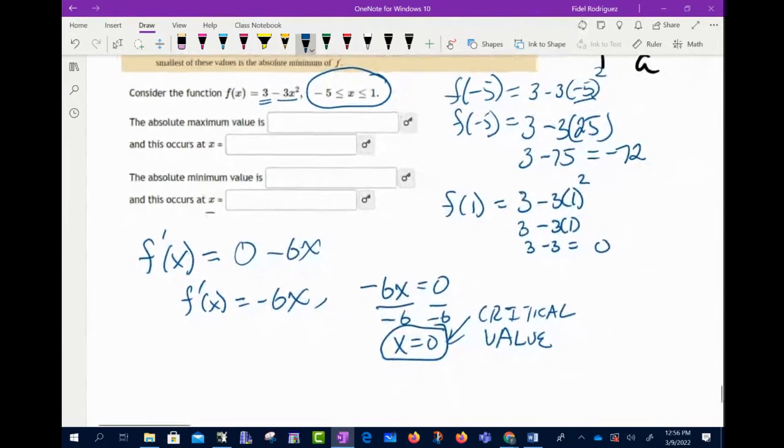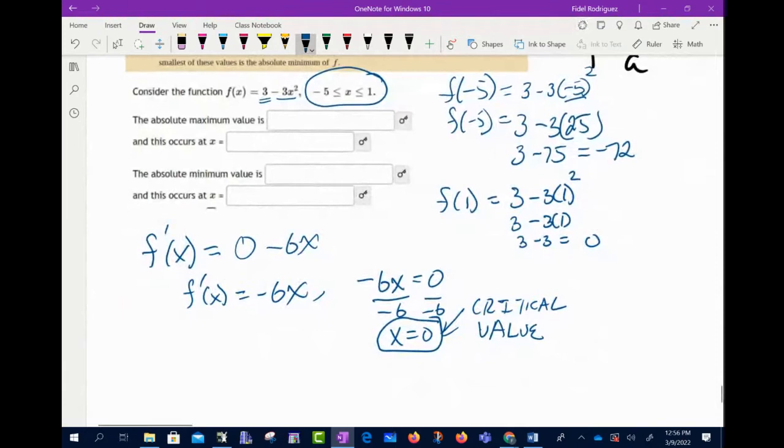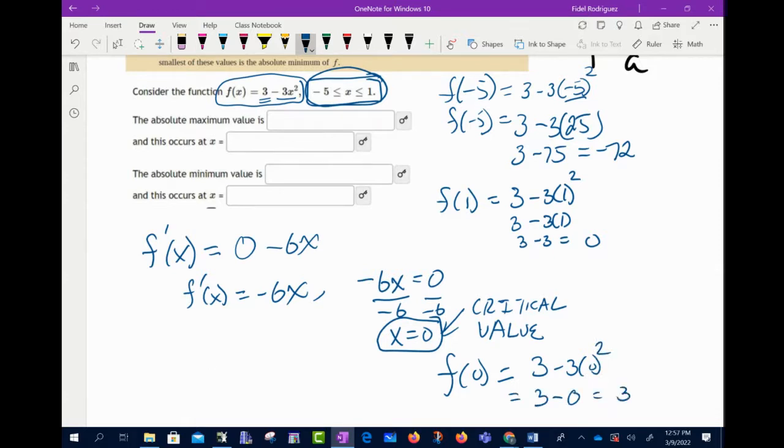Just like we evaluated the function at the endpoints, we also need to evaluate it at those critical values, as long as those critical values fall within my endpoints. And 0 is a number between -5 and 1, isn't it? So now we've got to find f of 0. We're just going to come back to my original function. Everywhere we have an x, we're going to put a 0. So f of 0 is equal to 3.